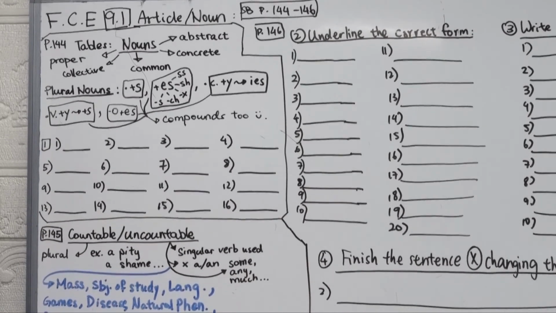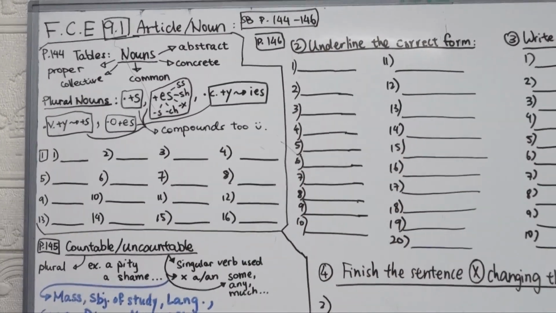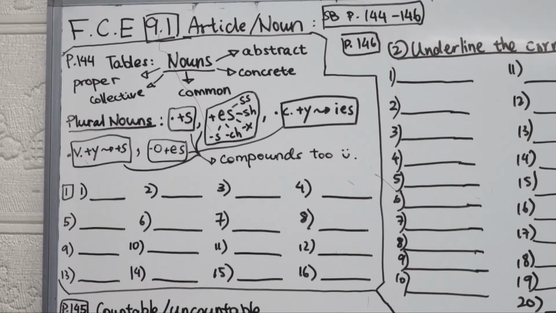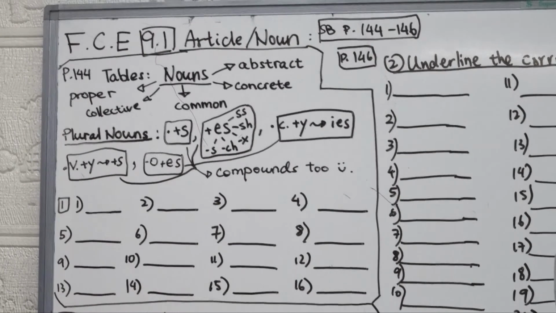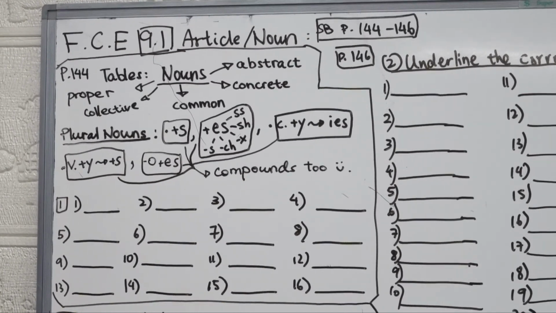So article or noun. Do you know what articles are? Very simple. We have a or an, which is an article. The is also an article. Nouns, what are nouns?